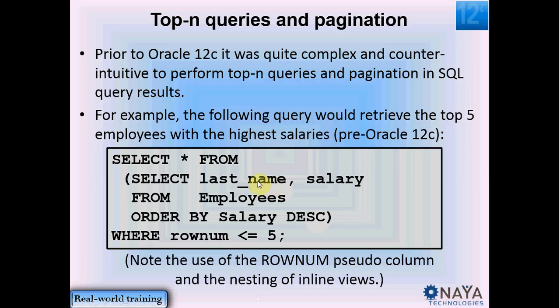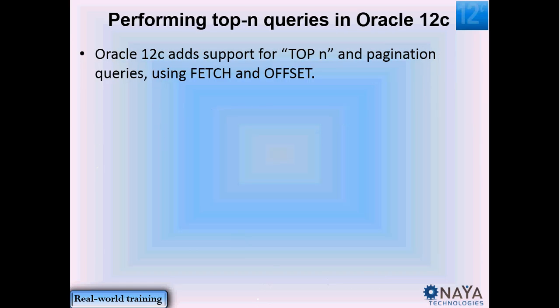So prior to Oracle 12c, we would have to use an inline view. This is an inner select statement, which would perform the order by, and an outer query, which uses the rownum pseudo column to filter the first 5 rows. So this is a query to retrieve the top 5 earning employees. Note the use of the inline view and the rownum pseudo column. Now, as of Oracle 12c, this is no longer required.